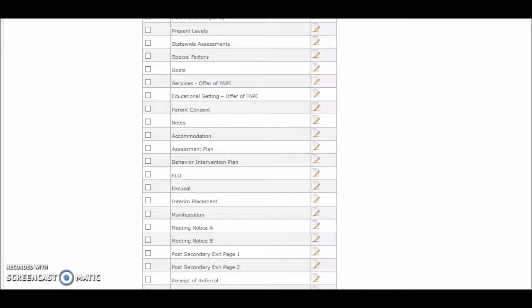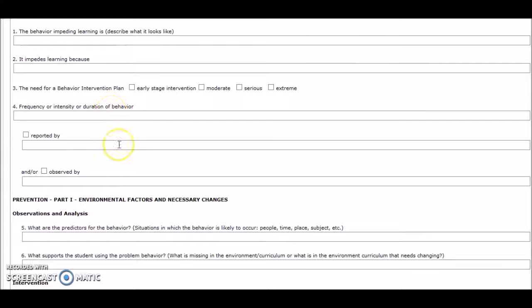To create a behavior intervention plan, you first need to go to the future IEP, and then you will find the page for the behavior intervention plan listed among all the other pages right beneath assessment plan. Once you open it, you're going to see this.